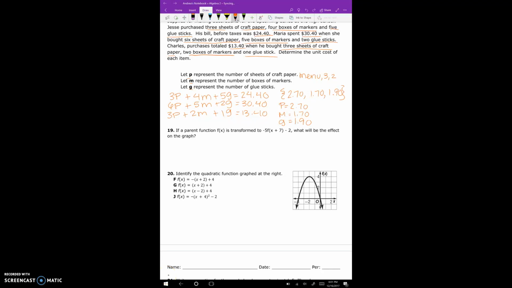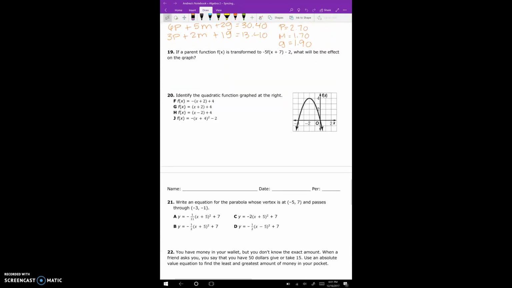So if you do menu 3, 2, which is solve systems of linear equations, it'll tell you 270, 170, and 190. So from that, you'll have to discover that P was 270, M was 170, and G was 190. It goes in the order that you put in the variables.